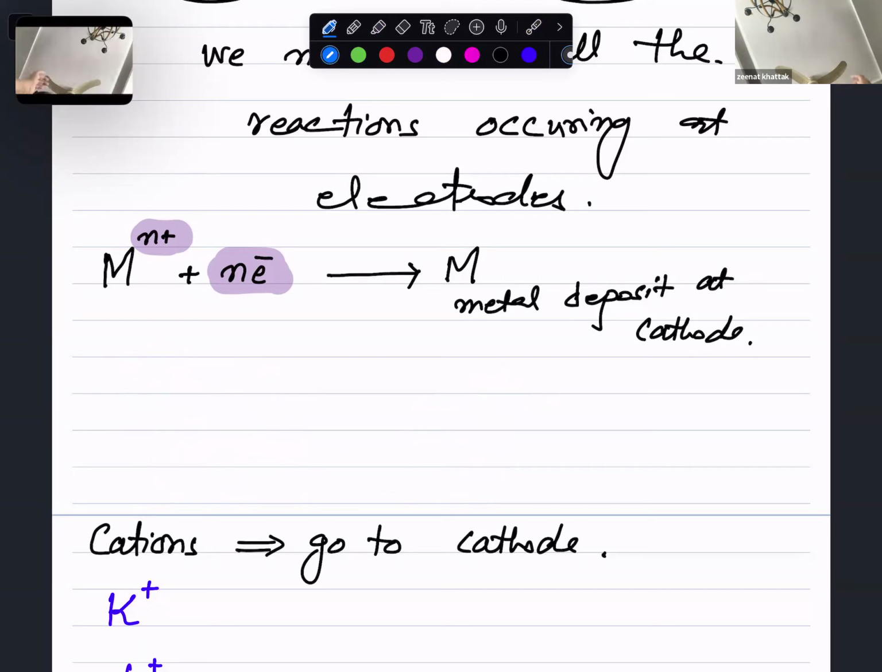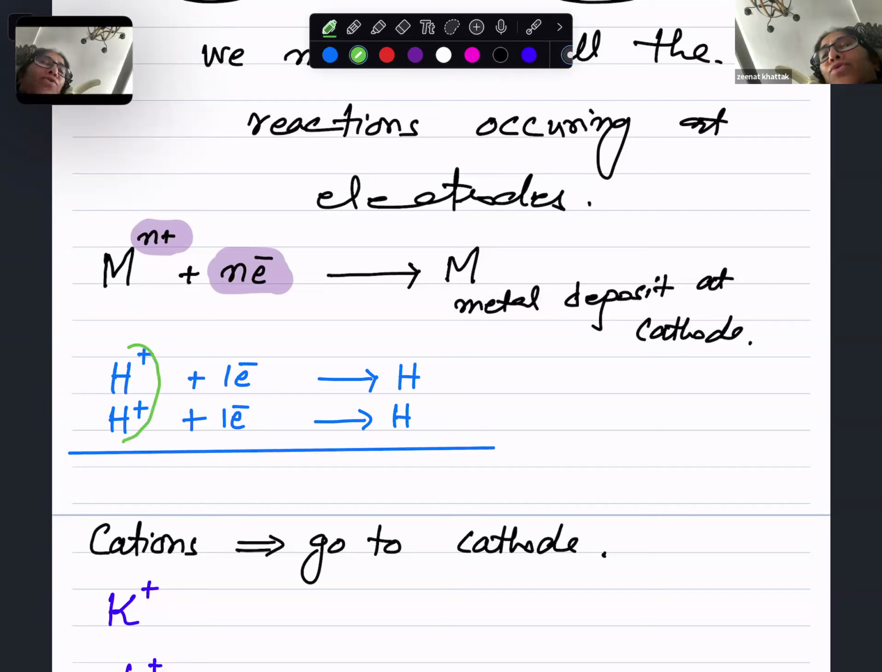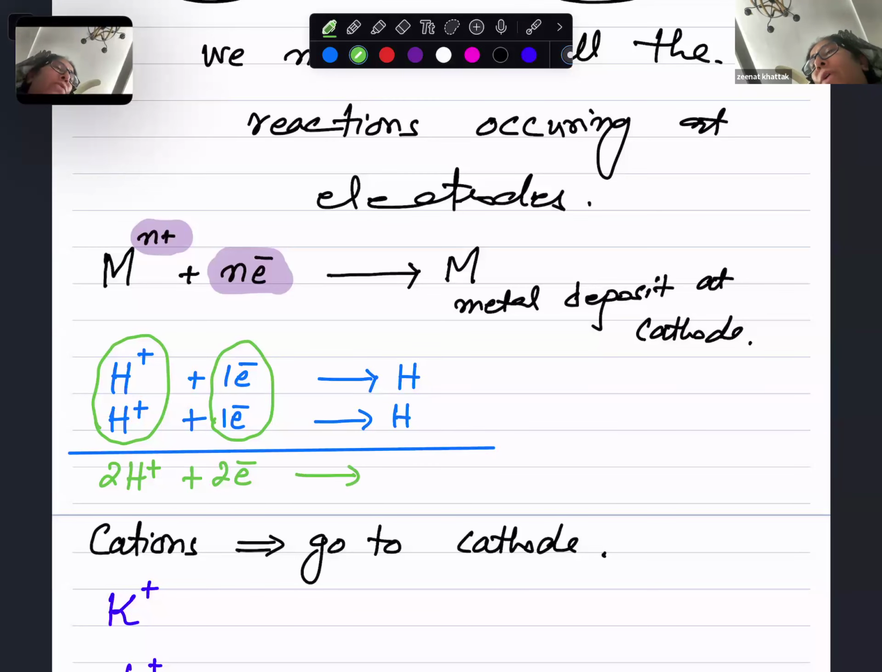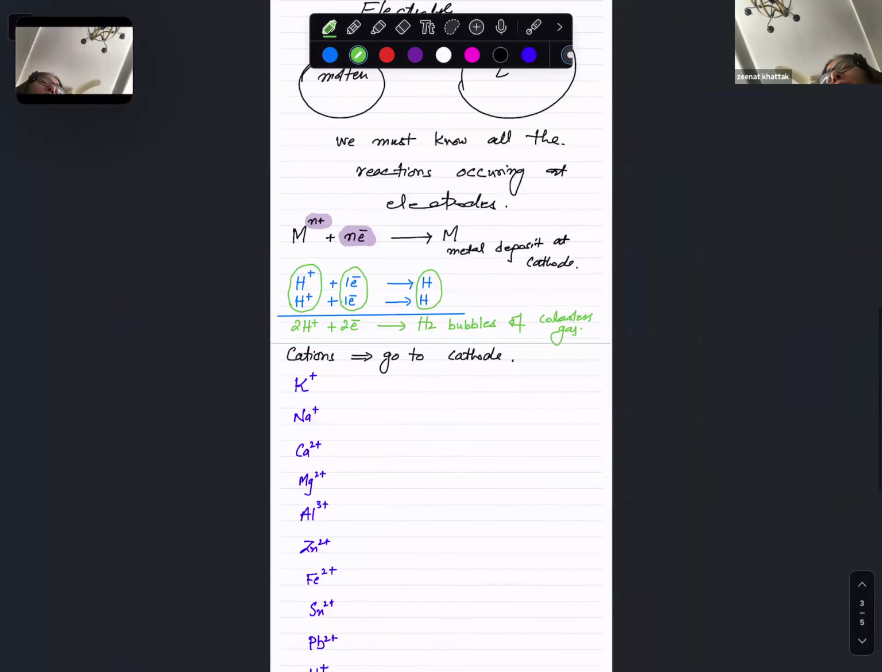And there is another thing in the metallic series, that is hydrogen, H+. So what is the charge? 1+, it gains one electron, making a hydrogen atom. Another hydrogen at the same time will also gain another electron, making a hydrogen atom. At the end, there are two hydrogen atoms, which is not good. So 2H+ and 2 electrons make H and H. They're not going to make 2H, it's H2, hydrogen gas. Bubbles of colorless gas at the cathode.